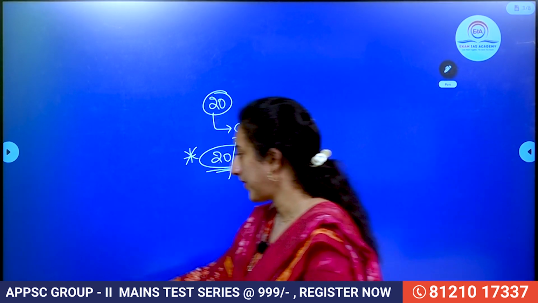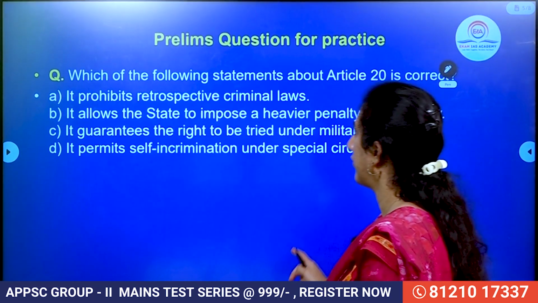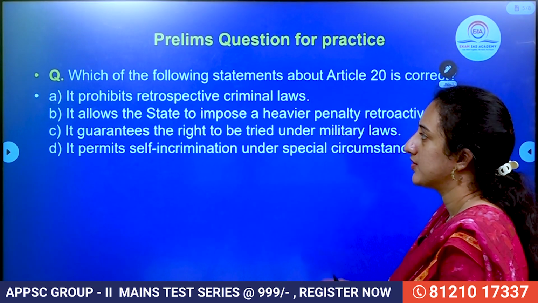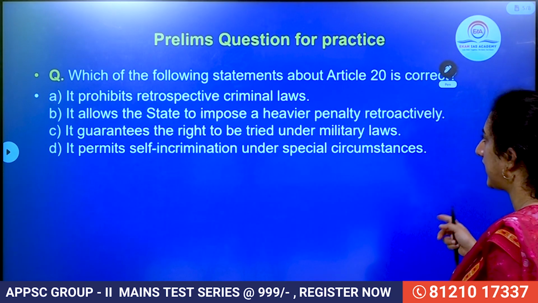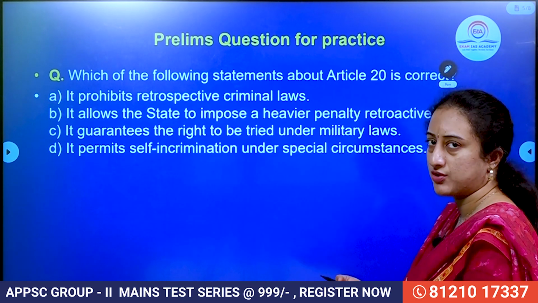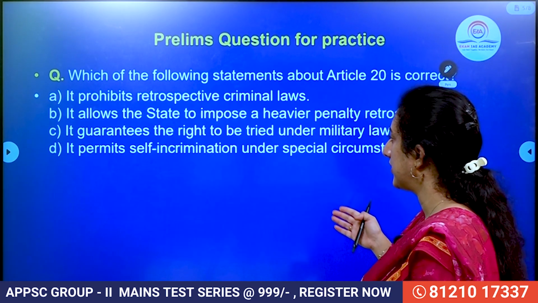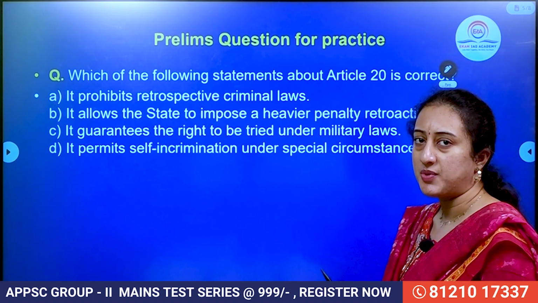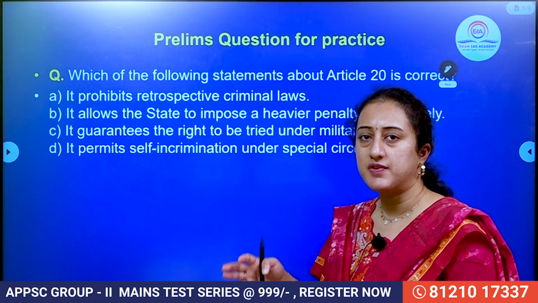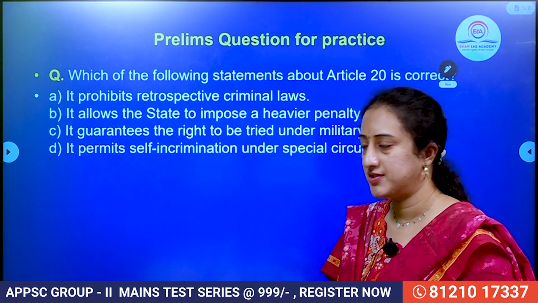So then let's see the practice question for today. Which of the following statements about Article 20 is correct? It prohibits retrospective criminal laws. It allows the state to impose a heavier penalty retroactively or retrospectively. It guarantees a right to be tried under military laws. It permits self-incrimination under special circumstances. So which of these do you feel is the right option? Let me know in the comment section.